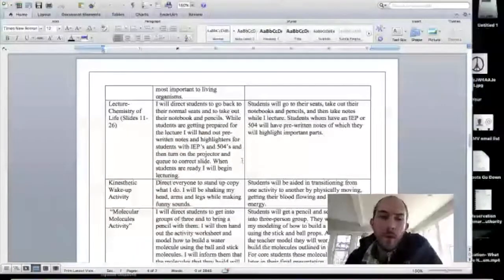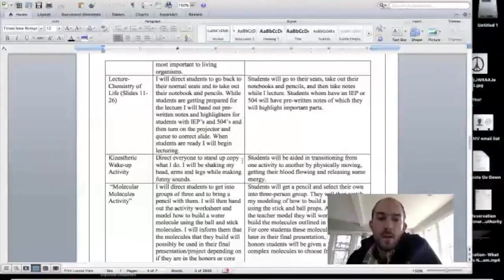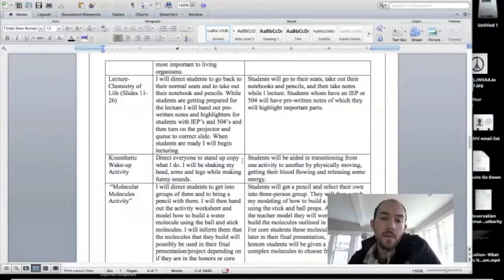Next, I'll give a relatively brief lecture about the chemistry of life, only slides 11 through 26 from my lecture. The students who have IEPs and 504s and also ELLs will have notes prepared for them. I have different types of modified notes for each lecture that I give out.